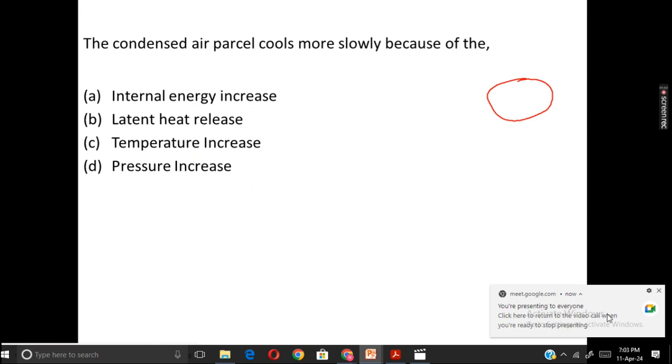Oh, yeah. Fine. Okay. So yeah, that is about different convection types. Now let's move on to the next question.